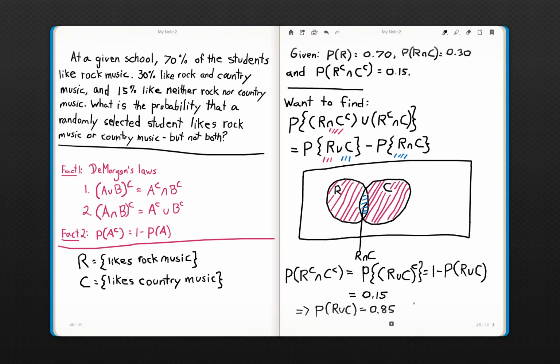And we're already given the probability of R intersect C, that's this middle piece here. That was actually given to us in the problem statement right here. So let's just, for completeness, reproduce that here. The probability of R intersect C is equal to 0.30. So now we really have all the pieces. We have this one, probability of R union C, 0.85, and we have the probability of R intersect C, which is 0.30. And we're done with a final answer of 0.55, or 55%.